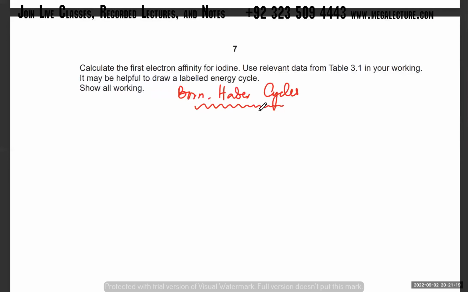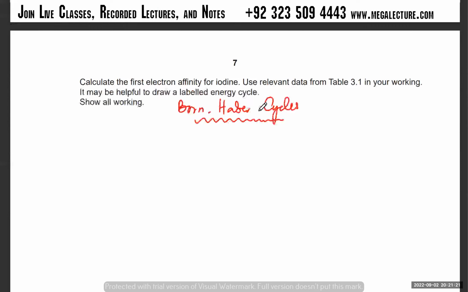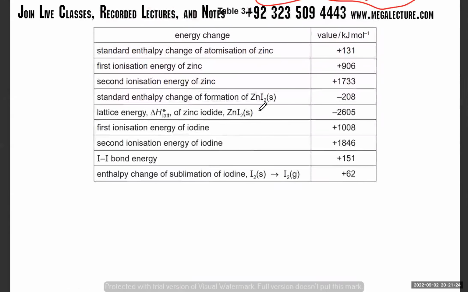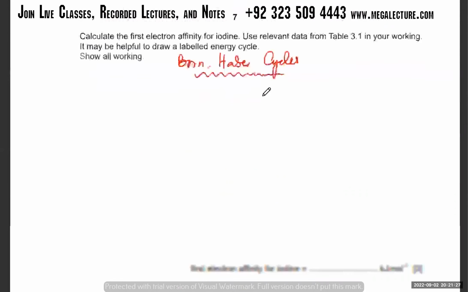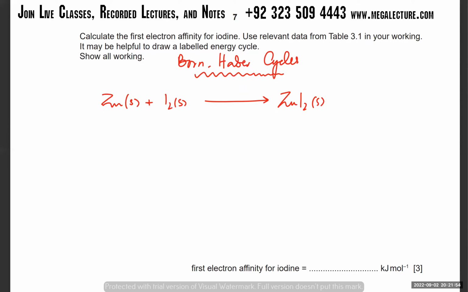Okay, so briefly speaking, Born-Haber cycle is for an ionic compound. Like you've got zinc iodide over here, right? So how is zinc iodide formed? It's formed when zinc and iodine react, right? So zinc plus iodine. Zinc is a solid, and iodine is also a solid at room temperature. So you take zinc and some iodine, which is solid, and you react them together and you get zinc iodide, which is an ionic lattice, right?